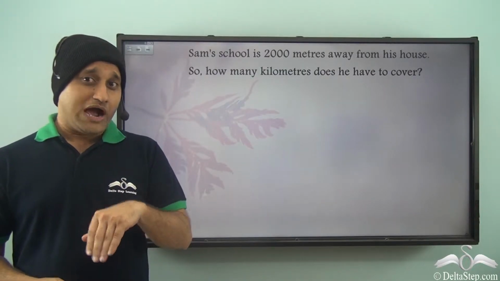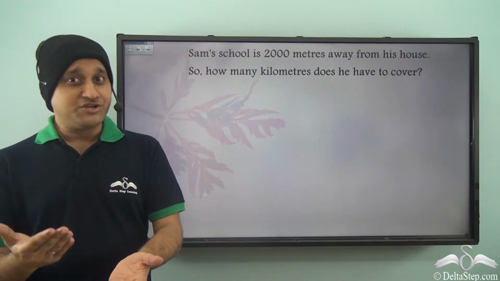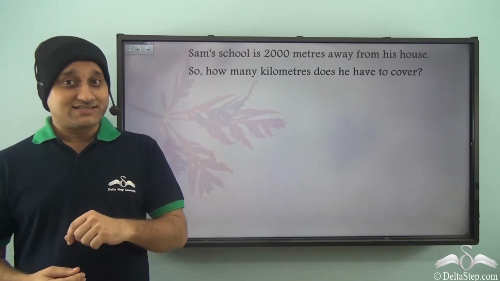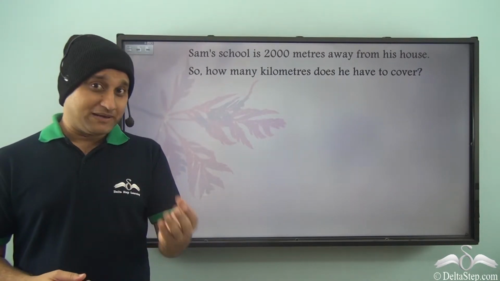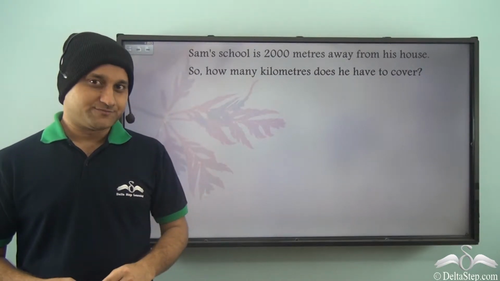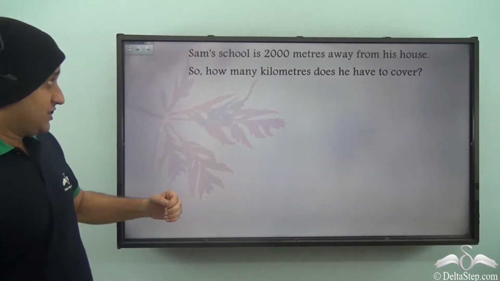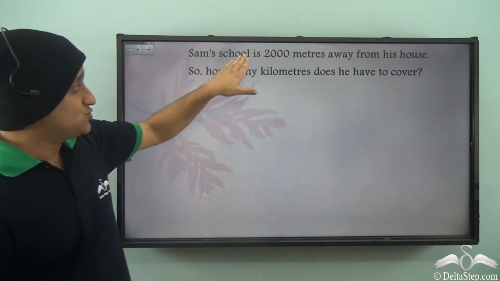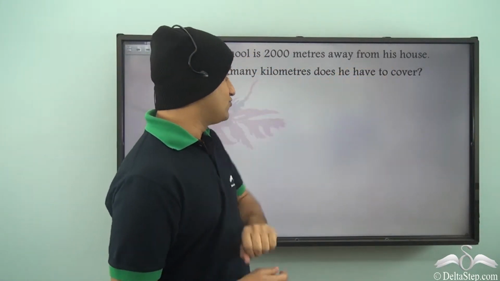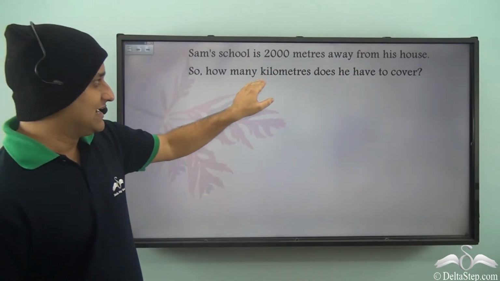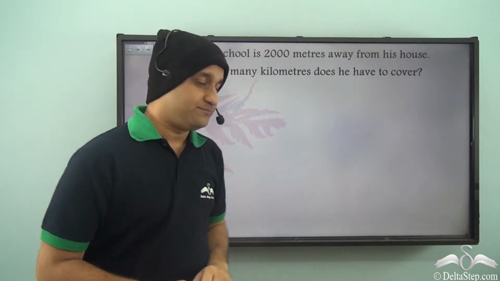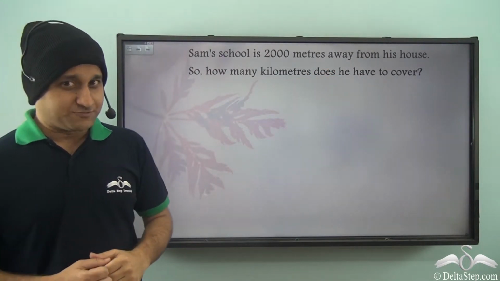Now that we know how to convert between meters and kilometers, let's see some of their applications in word problems. So, the first question is, Sam's school is 2000 meters away from his house. So, how many kilometers does he have to cover? How do we really solve this problem?